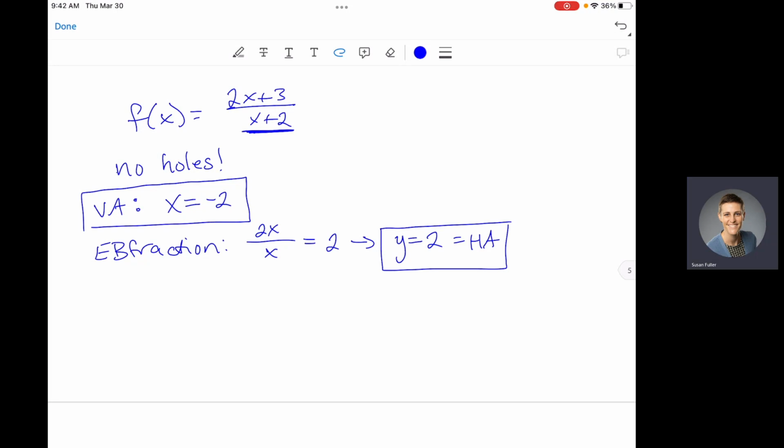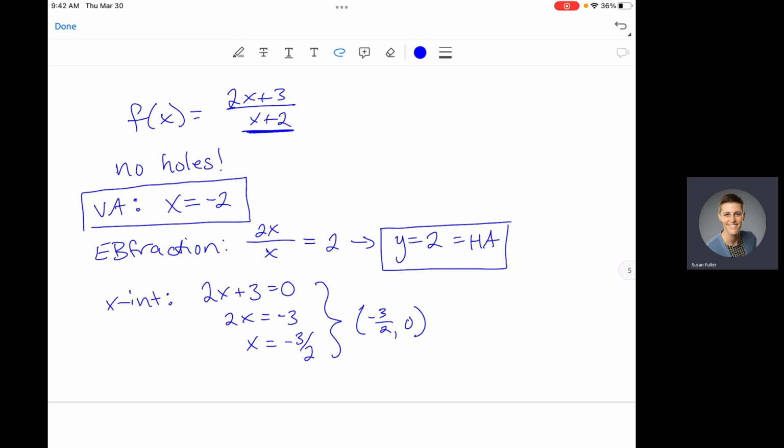And x-intercepts, I will go ahead and look at that. So our x-intercepts are wherever the top, that 2x plus 3, is equal to 0. So when I solve for x, I get x equals -3/2. That means our x-intercept is at the ordered pair -3/2, 0. That's my x-intercept.